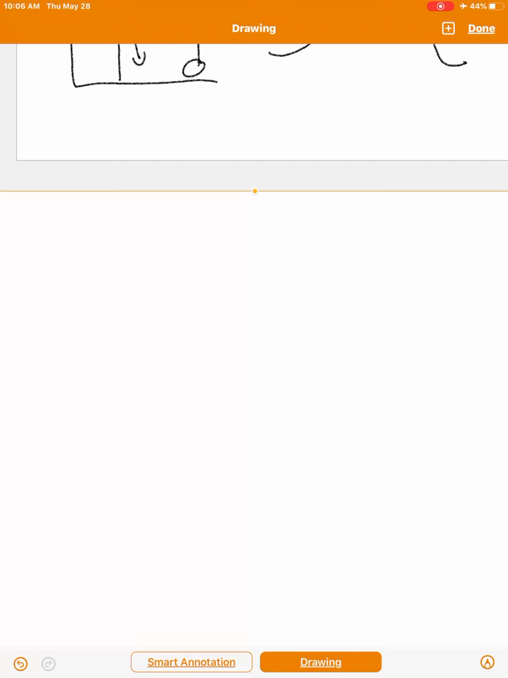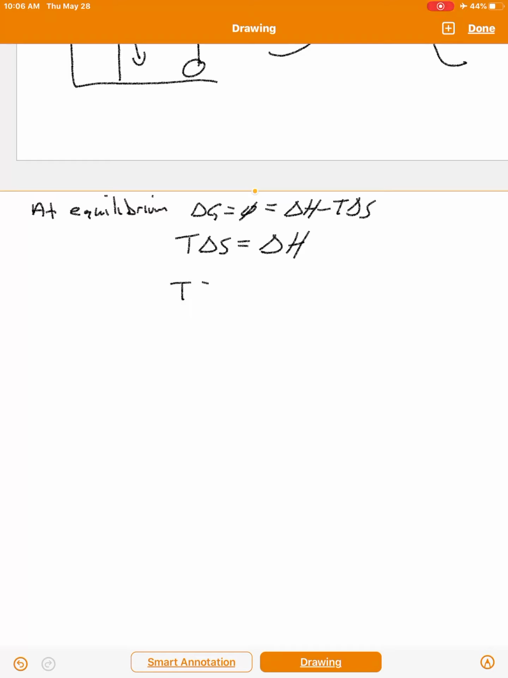Let's take one case: suppose we're at equilibrium. Well, that would mean that delta G is equal to 0, and that's equal to delta H minus T delta S. So that means that delta H minus T delta S also has to be 0. If I add T delta S to both sides, I get this relationship. And if I divide both sides by delta S, I get T equals delta H over delta S.